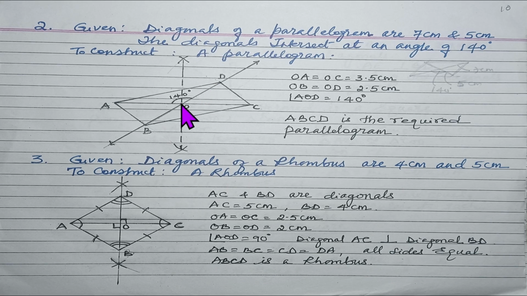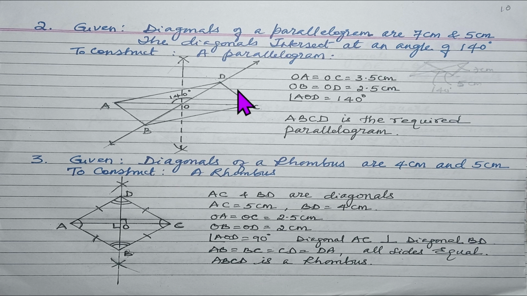Now from O, since we are given 5 centimeters, from O measure 2.5 centimeters and cut an arc, and from O again measure 2.5 centimeters, cut an arc. So that means OD is 2.5, OB is 2.5. We have located the points B and D. Now join AB, join BC, join CD and join DA.